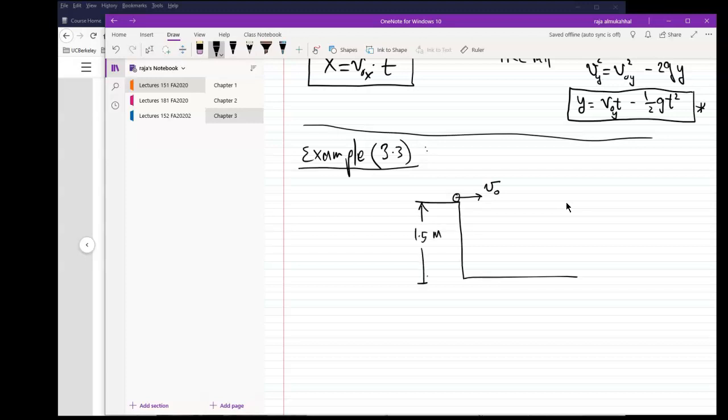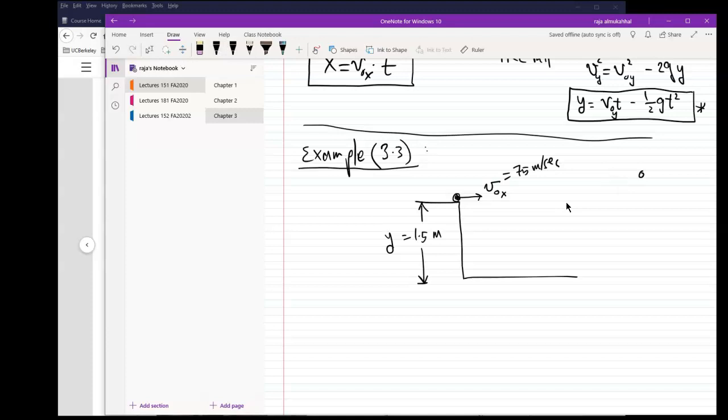Keep in mind that's a negative answer, right? This is the negative Y because it is below the ball, and the V naught here is 75 meters per second. Since it is horizontal, this is V naught X, where V naught Y is equal to 0. I'm going to give you another example where V naught Y is not 0. But this one is a simple problem.